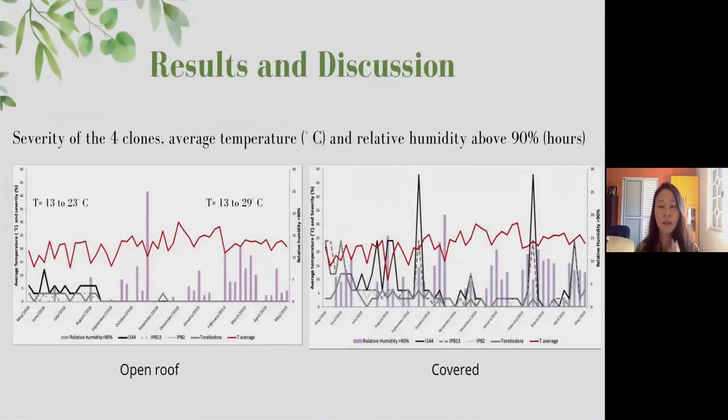And here you see 2 graphs, one on the left of the open roof and the other covered by the plastic diffuser, and also the severity of the disease. I saw the 4 clones, and the climatic variables, temperature and relative humidity above 90%. On the left, there is severity, but below the temperature of 23 degrees. On the other hand, where there is higher humidity and the temperature can achieve 29 degrees, there is no disease. On the covered condition, it's not clear what happened because we see severity all the time, so we cannot focus on this condition.